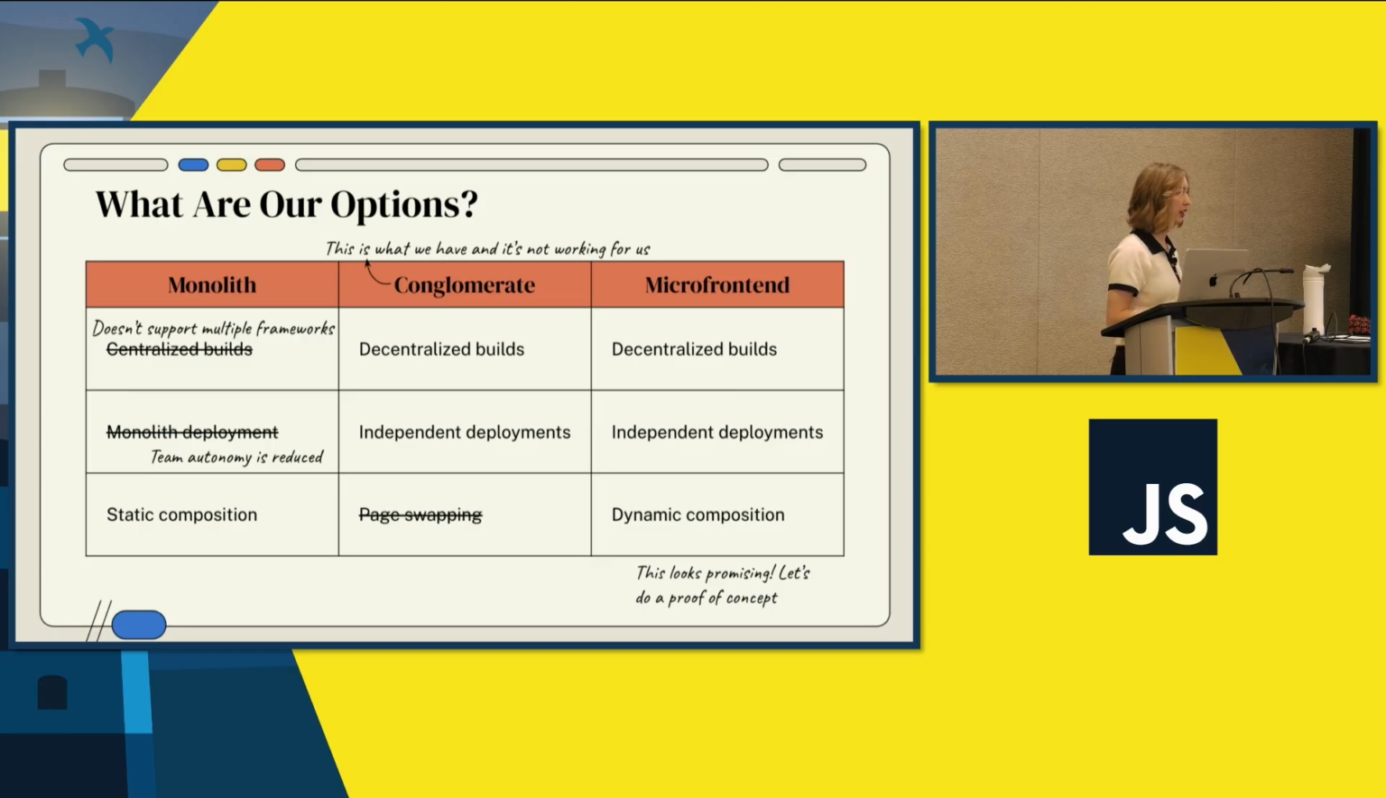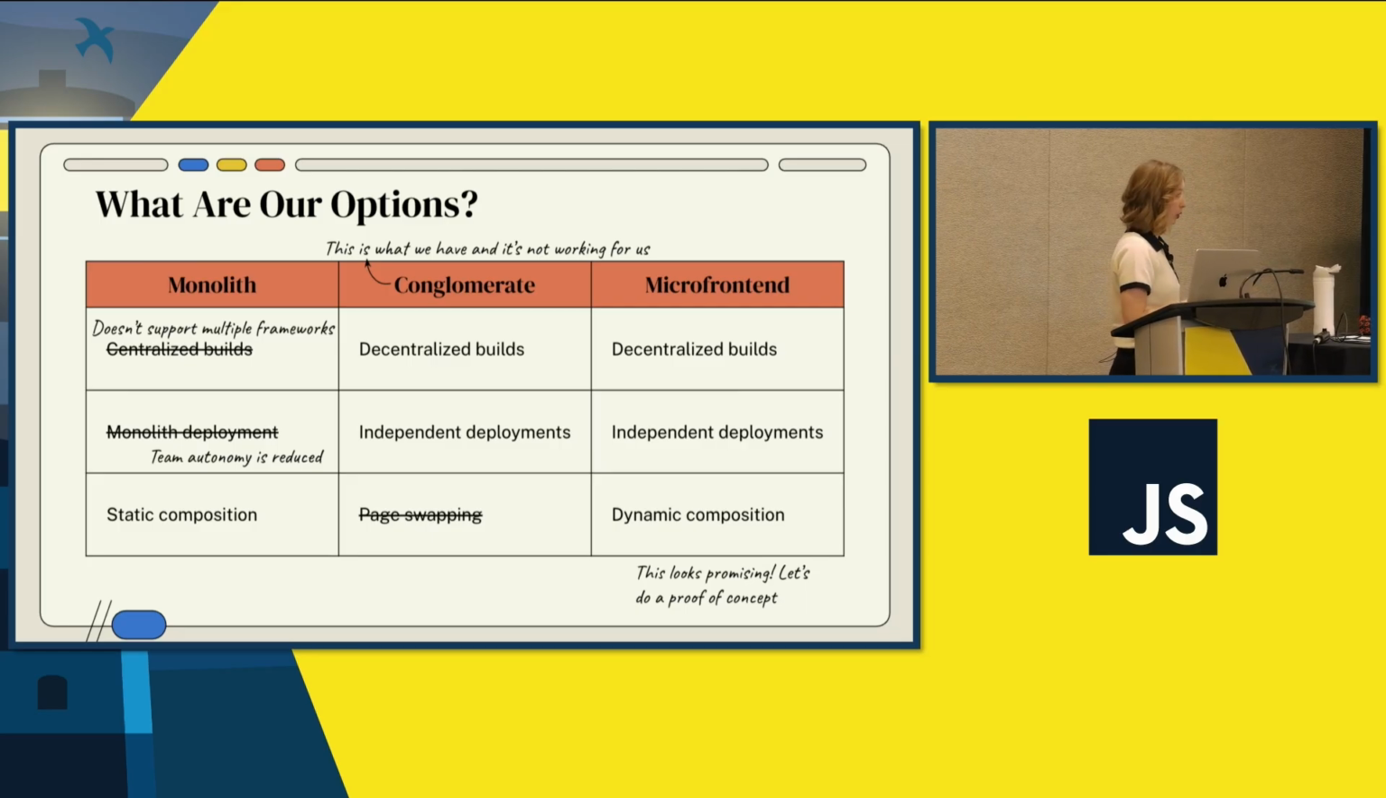So we started to think, okay, we know what the front end architectures are. What are the options we have? We were in this conglomerate state in the middle, and we knew it wasn't working for us. It wasn't a great path forward. We thought, should we go back to being a monolith? Should we put everything together?